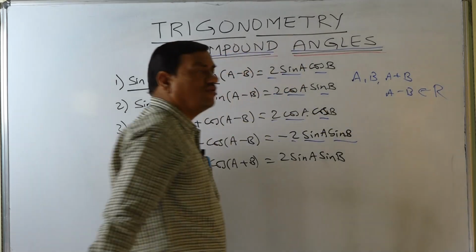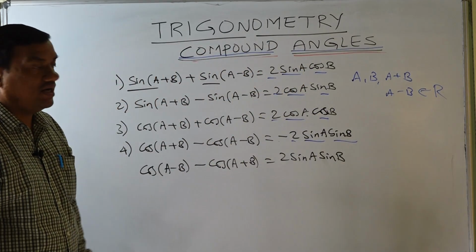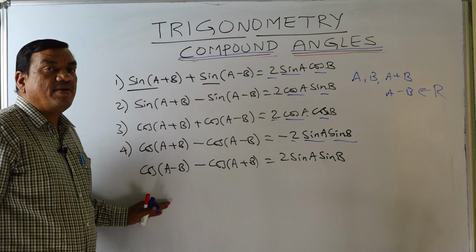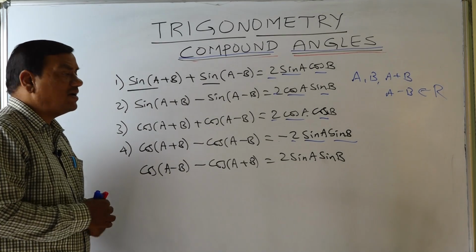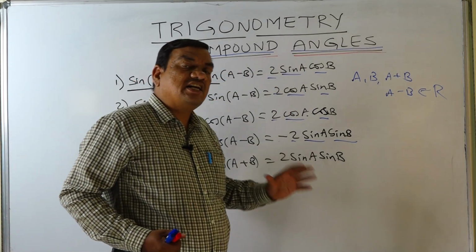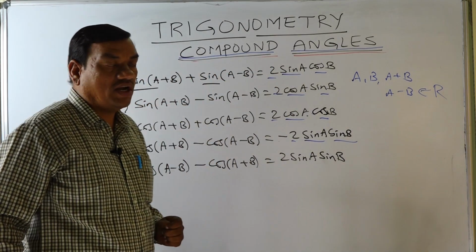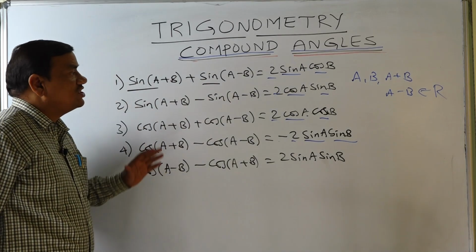They belong to the set of real numbers. You can take any type of real numbers. But for tan of A plus B plus tan of A minus B, that formula is not there. It is there, but you won't get this type of explicit formula. So remember this list of formulas.